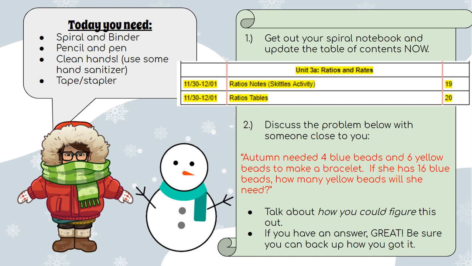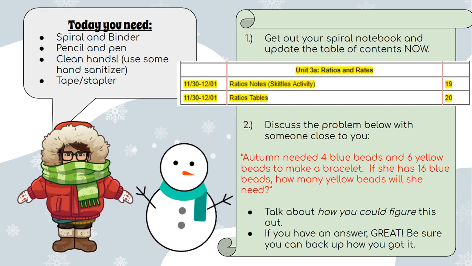So today we are going to be doing ratio notes, which involves Skittles. Don't worry if you are at home and you have to do this online. If you're nice to your teacher, maybe when you get back, they might save some Skittles for you. And then we're going to be talking about ratio tables as well. So there's two pages that we are getting in our notebooks today. Make sure you look at the page for today's lesson to try to find those and print them out if you can.